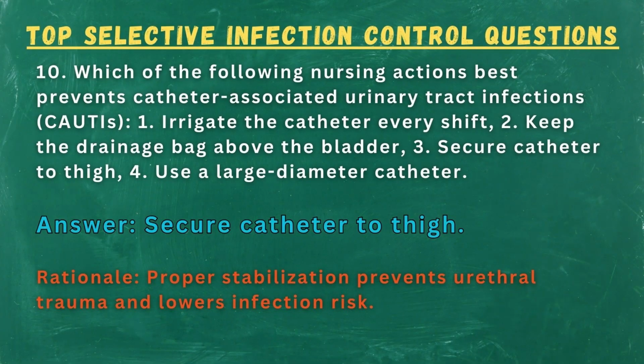10. Which of the following nursing actions best prevents catheter-associated urinary tract infections, CAUTIs? 1. Irrigate the catheter every shift. 2. Keep the drainage bag above the bladder. 3. Secure catheter to thigh. 4. Use a large diameter catheter. Answer: secure catheter to thigh. Rationale: proper stabilization prevents urethral trauma and lowers infection risk.